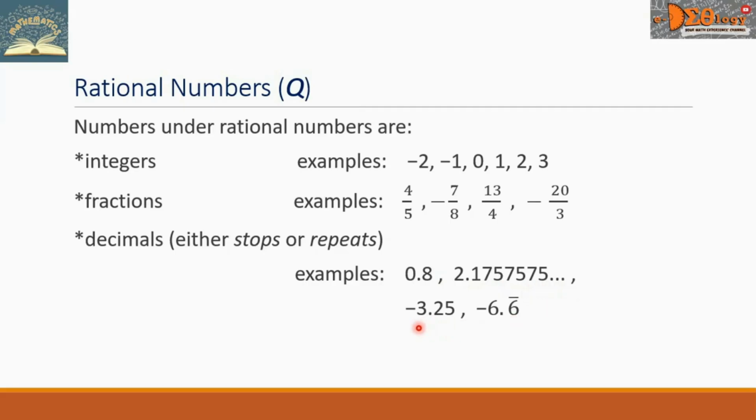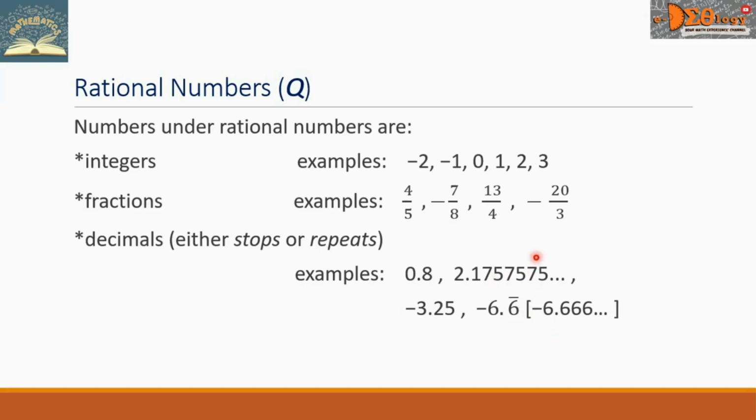Another example, -3.25. This is a decimal that stops. So it is a rational number. Last example, -6.6 with a bar. Please notice here that there is a bar on top of the 6 on the decimal. We can write this into -6.666 and so on. So the bar there means we will continue to write the 6 on the right side.